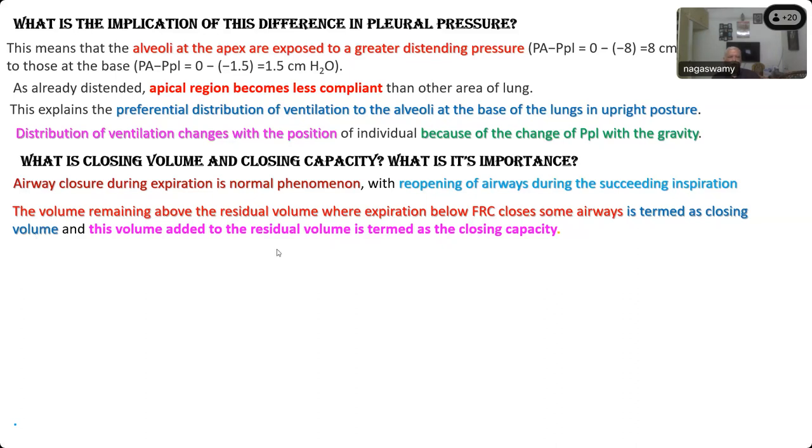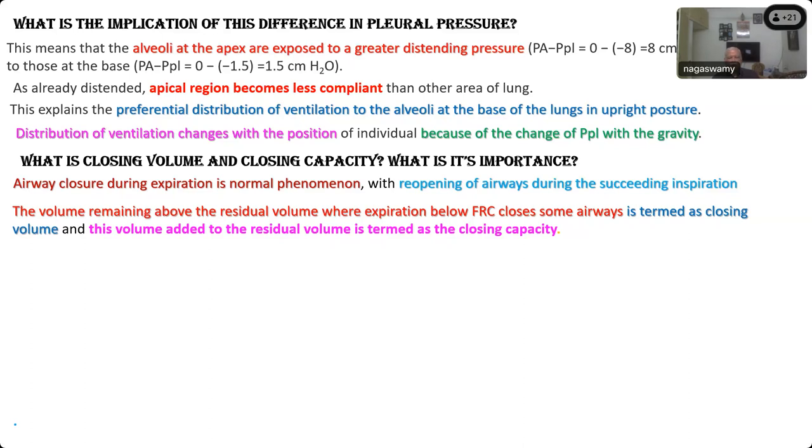And this volume added to the residual volume is termed closing capacity, because capacities are always a combination of volumes. So the definition of closing volume is the volume of air present in the lung which is above the residual volume but below the functional residual capacity, at the time when the small airways begin to close. They are not totally closed, they begin to close. So all these terminologies are very important when you write the definition of closing volume.